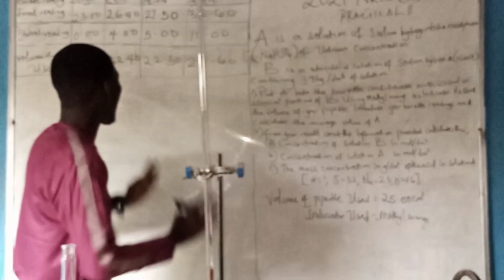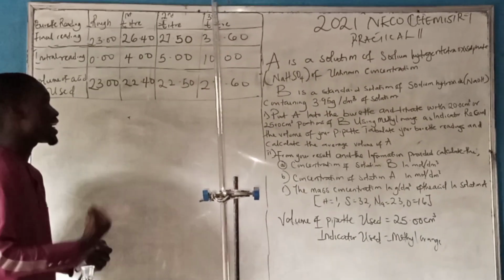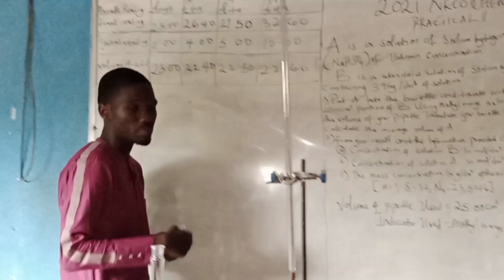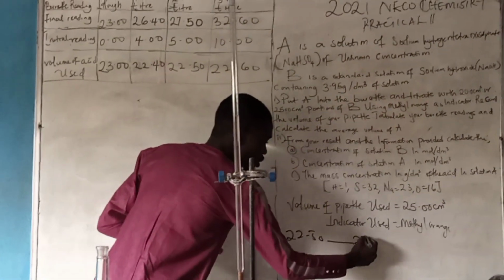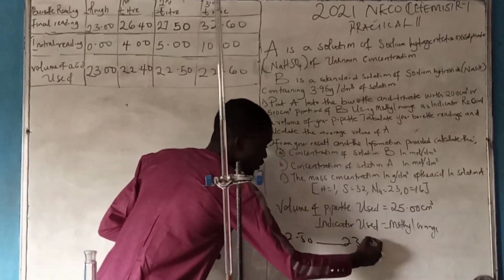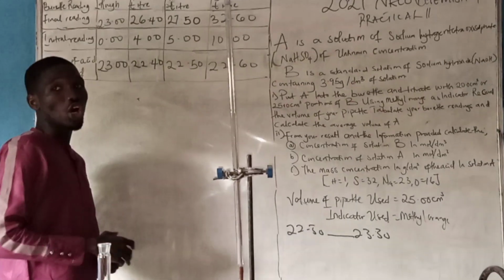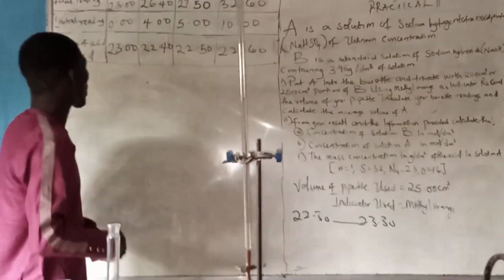It's very simple. Mind you, we have it on the board, and as I told you earlier, in a titration like this, the titer value can range between 22.50 to 23 or 24.30. Anything outside this, your titer value is wrong. So how do we attempt a question like this?